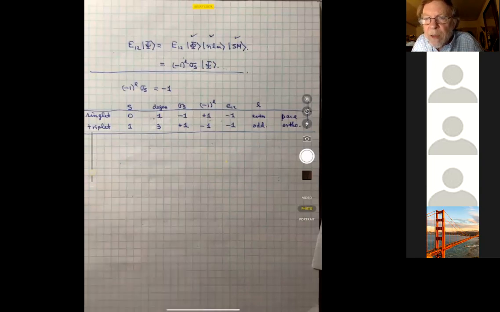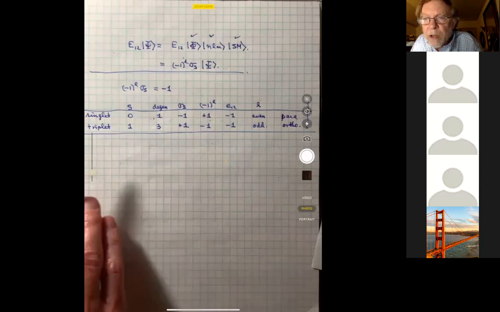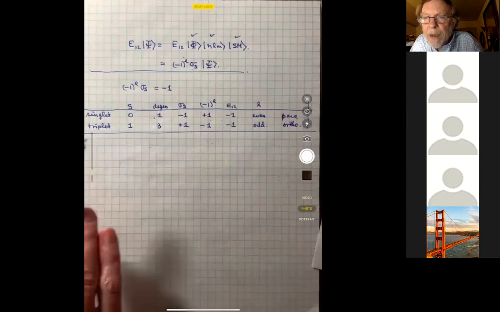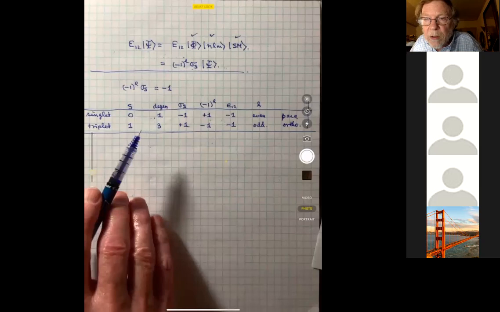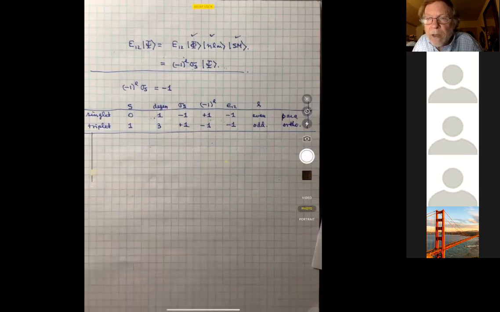This then shows you the impact of the symmetrization postulate on the rotational and vibrational states. This doesn't affect the vibrational states. It affects the rotational states of homonuclear diatomic molecules such as carbon-12 and hydrogen.